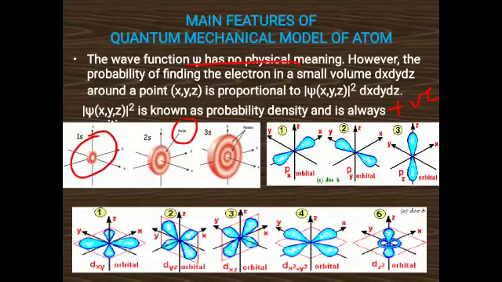What about the 3s orbital? In 3s orbital, around the nucleus we have 1s orbital, and next to that 2s orbital, and next to the 2s orbital we have a spherical 3s orbital. In between 1s, 2s and 3s we have two nodes present. So the number of nodes present in an orbital is equal to n minus 1.